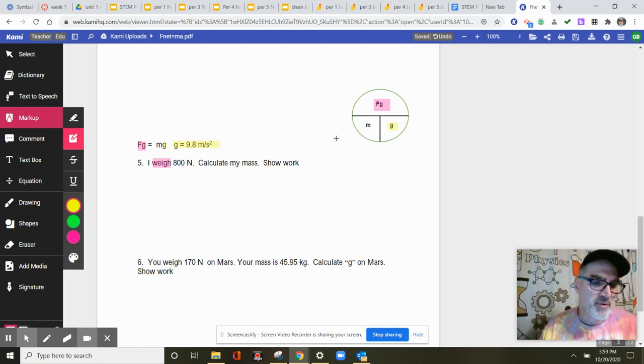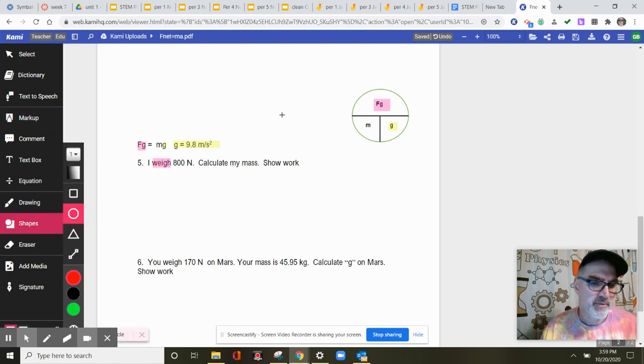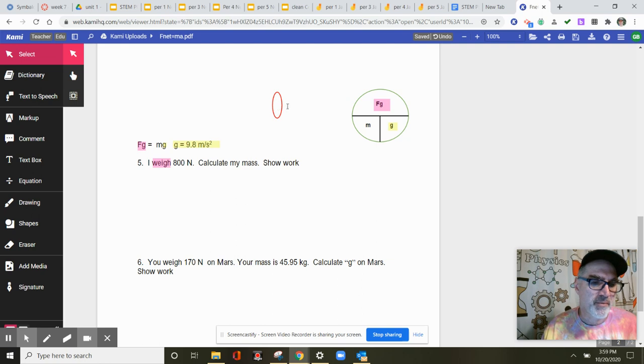So this is the same problem. We get our circle, and we put it on the thing we want, which is mass. I need a better circle anyways.